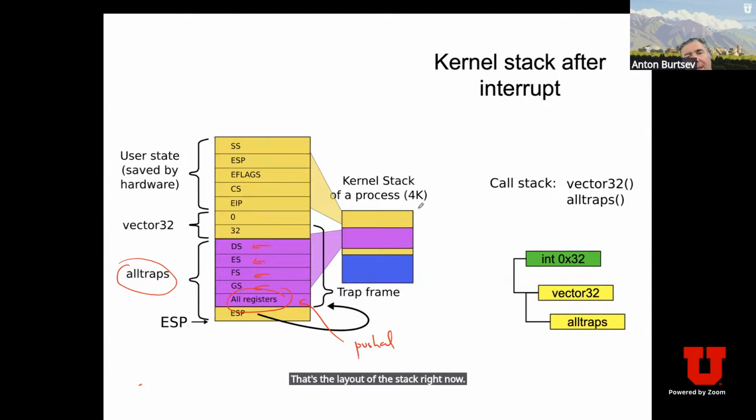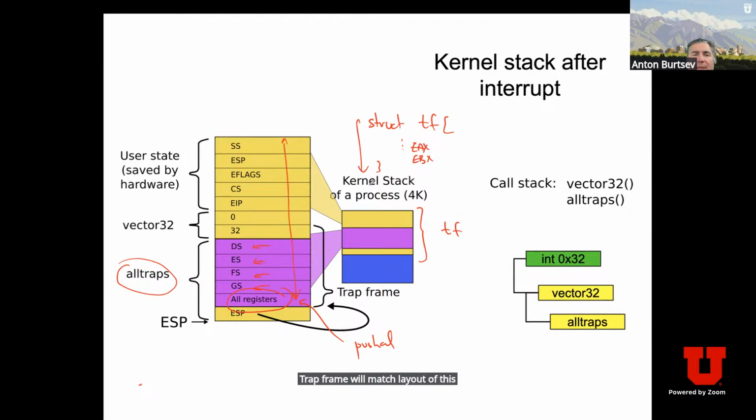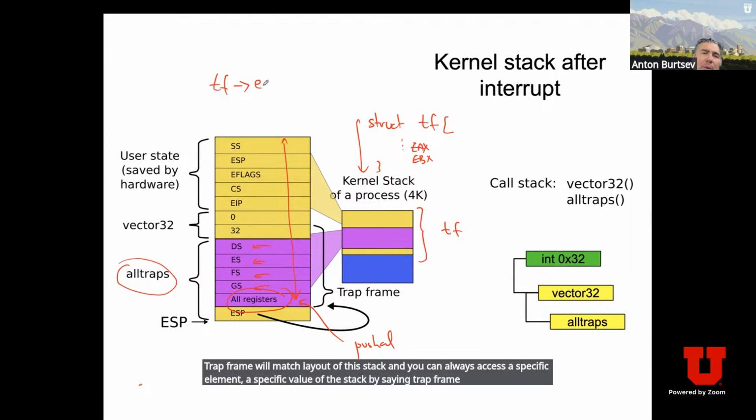And this stack later in x86 will be called a trap frame. There will be a corresponding struct definition in C, which essentially has all these registers, EAX, EBX. We will take a look at the definition. The layout of this trap frame will match the layout of this stack. And you can always access a specific value of the stack by saying trapframe EAX, which will give you the value of the EAX saved by this pushal instruction. Make sense? Let me stop here for questions.